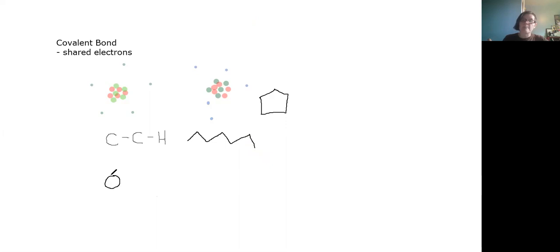Oxygen has a slightly different balance with electrons. It tends to have more electrons on its side than the other atoms it's attached to. There are chemical reasons for that. You don't have to know them right now.